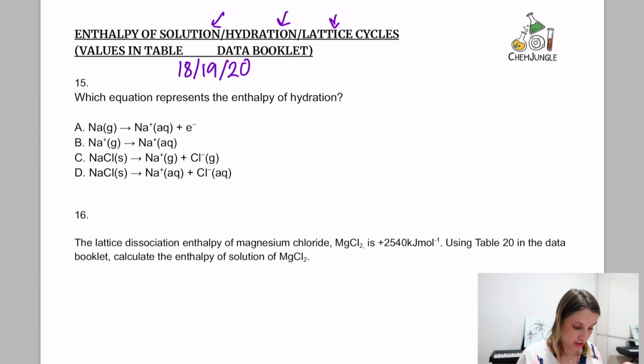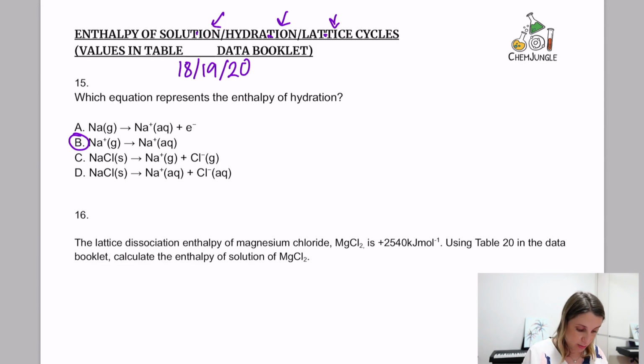So let's have a look at the question. It's saying which equation represents the enthalpy of hydration. I recommend for all three of these that you have an idea of how to write the equations for each one, and that will help you to know what the definitions are. So enthalpy of hydration is the enthalpy when 1 mole of gaseous ions form 1 mole of aqueous ions in solution. So the enthalpy of hydration in this case is B, but you do also have examples of solution and lattice in this, which is kind of why I picked this question.